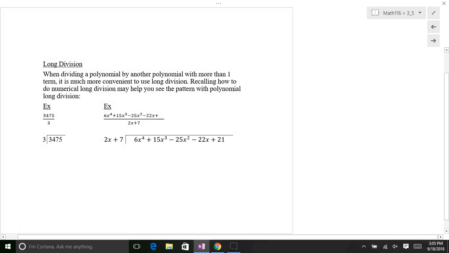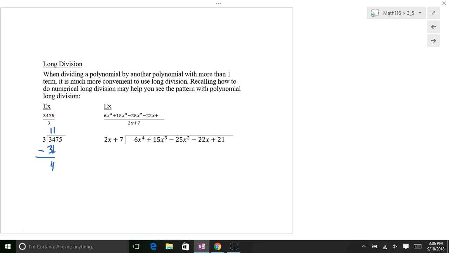Long division. Let's see if we can remember, first of all, how we did long division with numbers. So let's look at that, 3475 divided by 3. The first thing we did is we said, well, 3 goes into 3 how many times? Once, and then we multiplied it. 1 times 3 is 3, and we then subtracted it. 3 minus 3 is 0, but we would bring the 4 down. And then 3 goes into 4 one time. We're trying to match that 4.